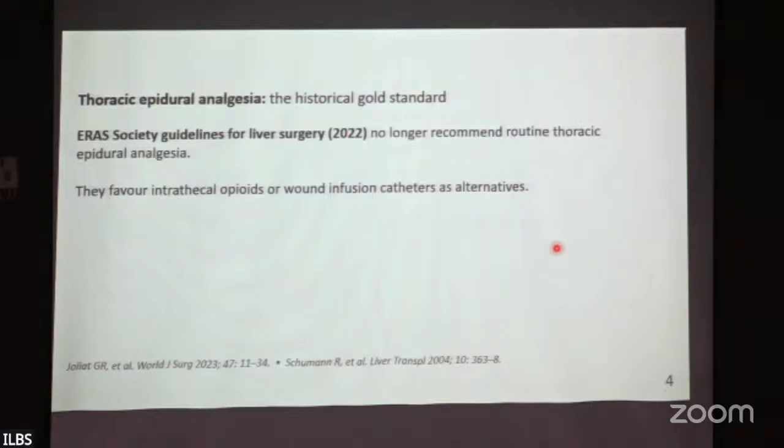Till 2022, before the ERAS protocols came in, thoracic epidural analgesia was considered the historic gold standard. But after 2022, the ERAS Society guidelines no longer recommended routine thoracic epidural analgesia, and they shifted towards intrathecal opioids like morphine or wound infusion catheters as alternatives.